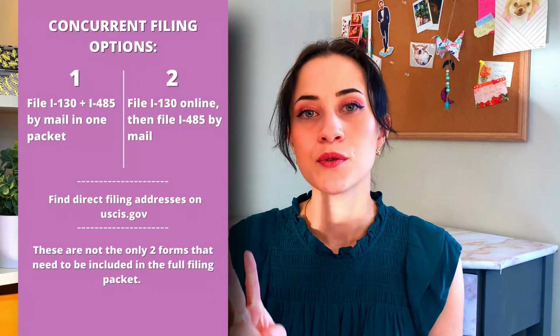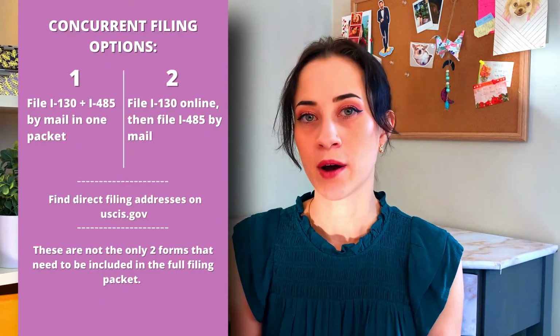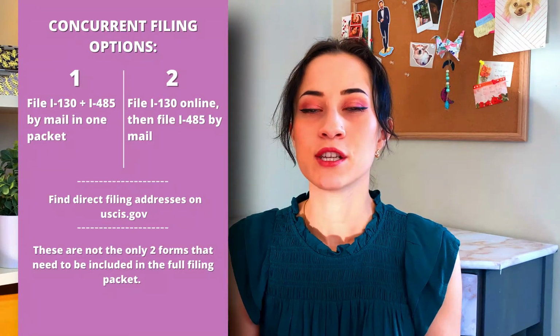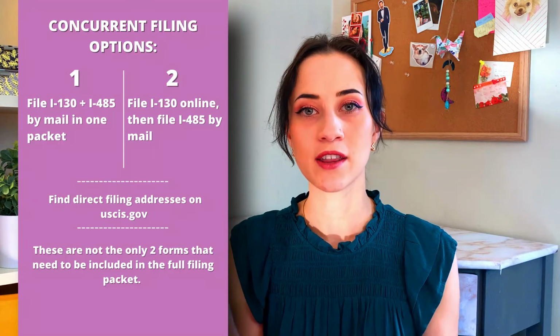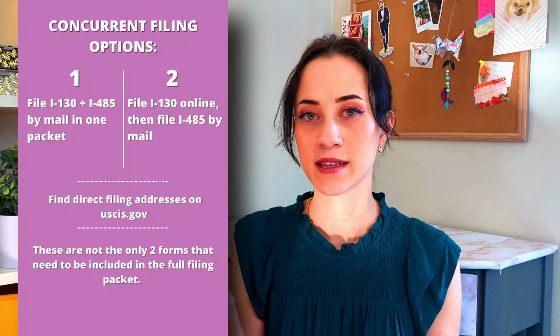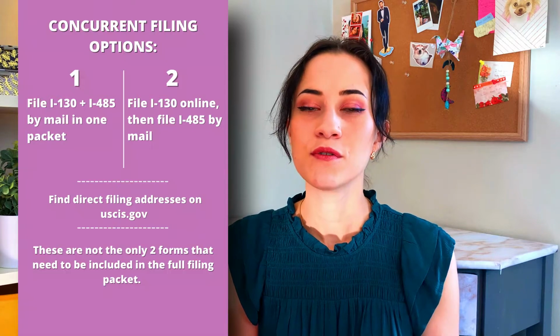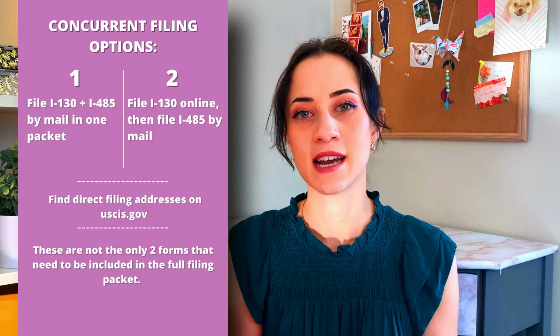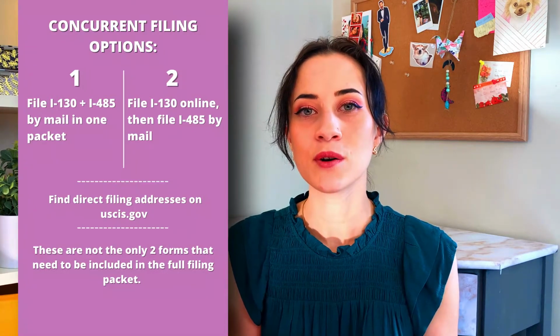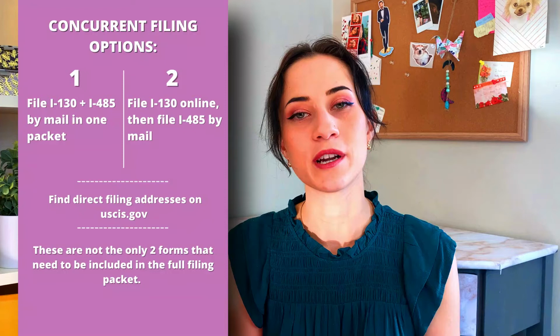Actually, there are two ways that you can go about it. You can either submit your I-130 application and I-485 application together by mail in one packet. The other option is to file your I-130 petition online through your USCIS account and follow it up by mail with the I-485 application.